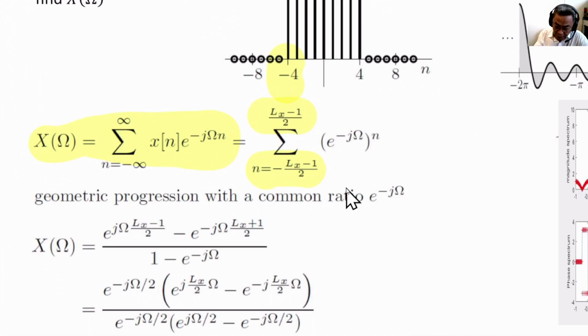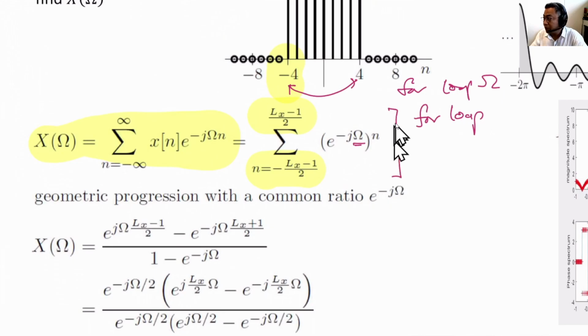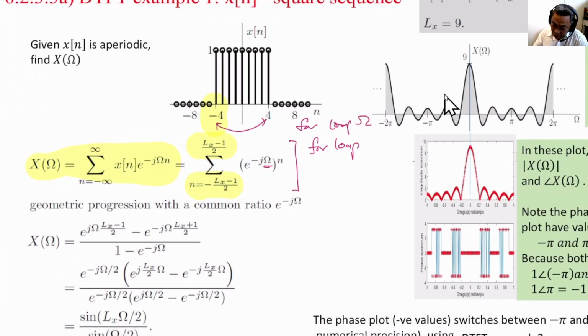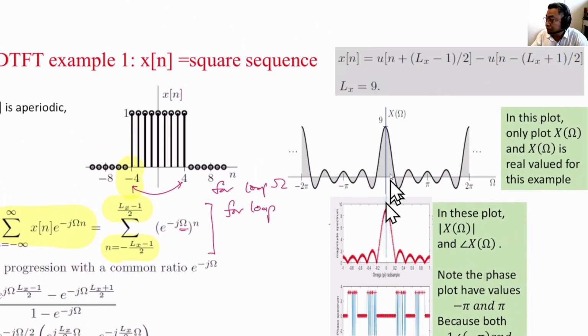You can write software for this, and it is simply a for loop across these 9 samples and another for loop for different omega. Okay, we'll show you the code later on, and out comes these results.